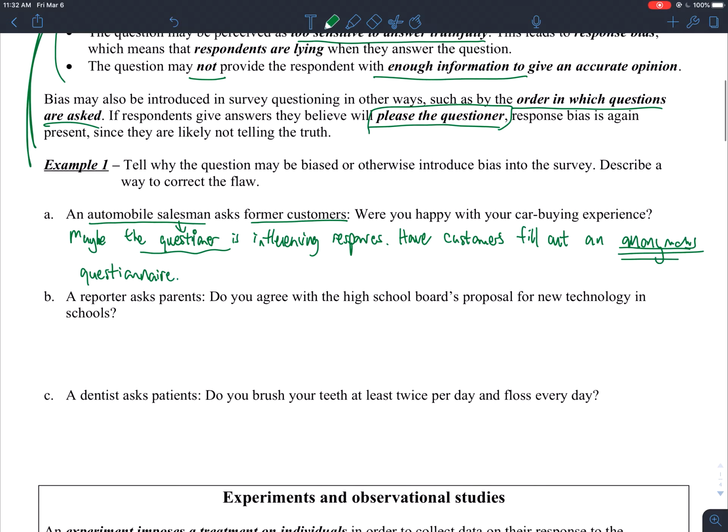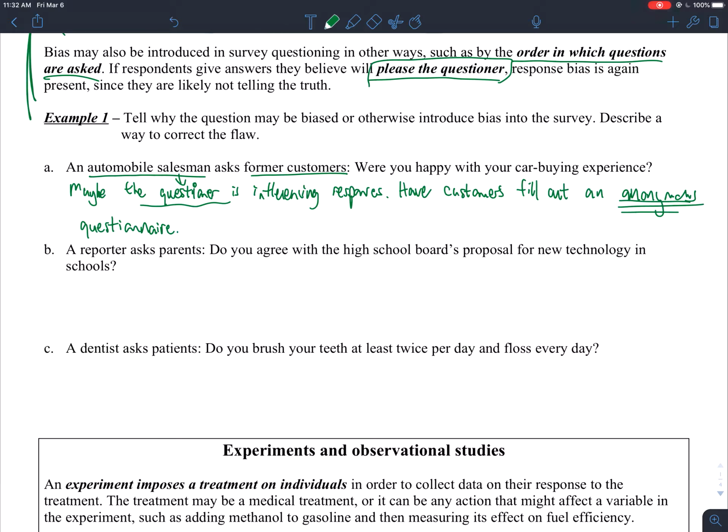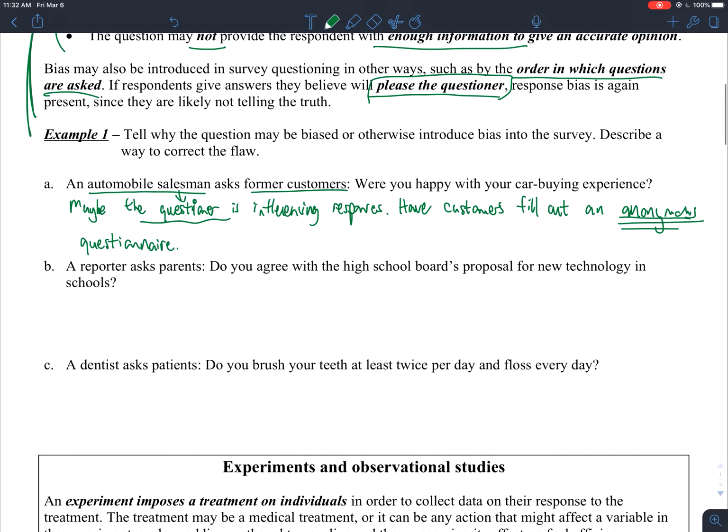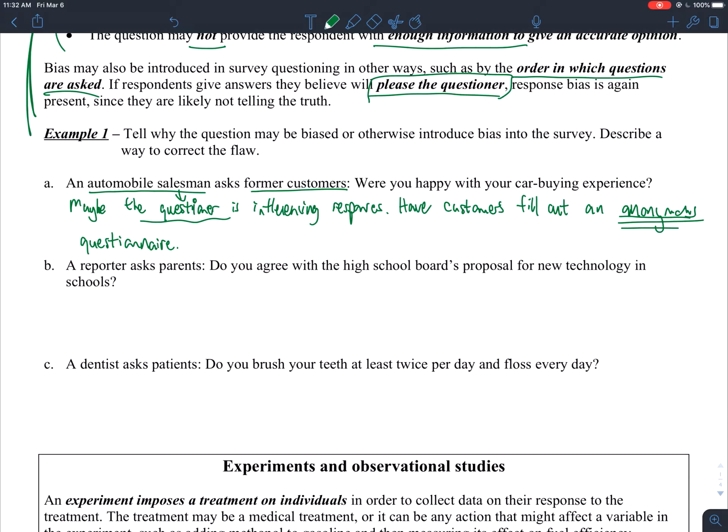All right? A reporter asks parents, do you agree with the high school board's proposal for new technology in schools? All right. What could go wrong here? Do you agree? Okay, this seems fine. Well, what does that mean? What is the proposal? I don't know. Maybe you don't know. Maybe the parents don't know.